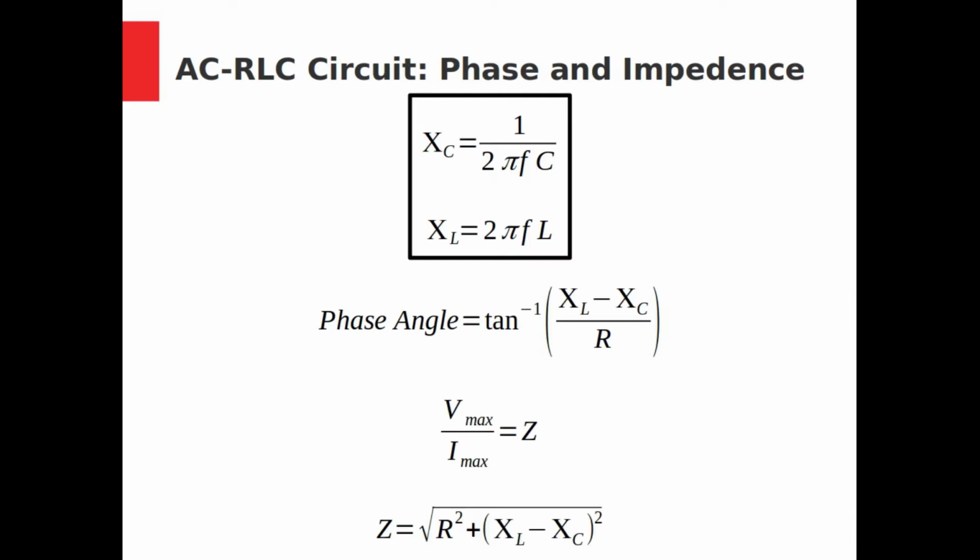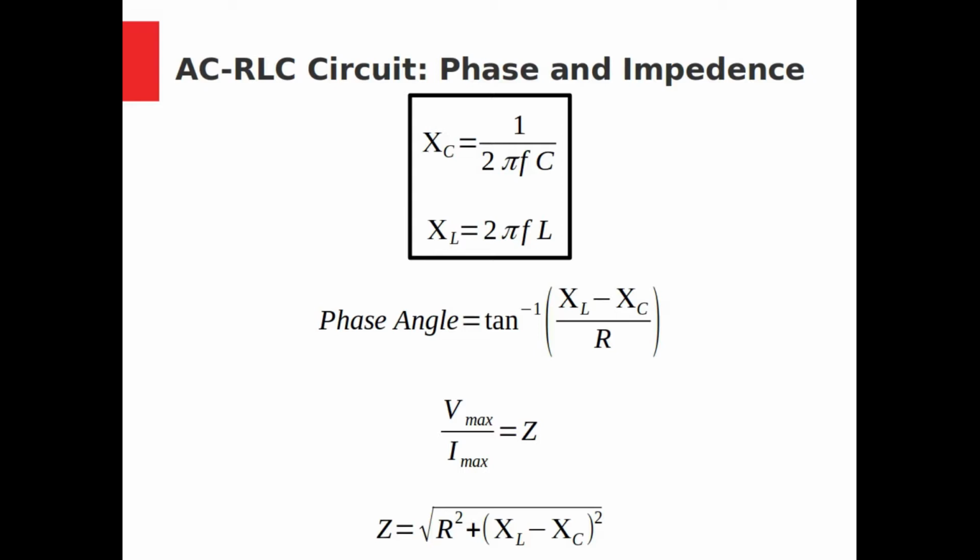To characterize the relationship between voltage and current, we first need to calculate the capacitive reactance, chi sub C, and the inductive reactance, chi sub L. The equation for phase angle is as follows. Take the arctangent of chi sub L minus chi sub C over R. A positive value means that voltage is leading. A negative value means current is leading.